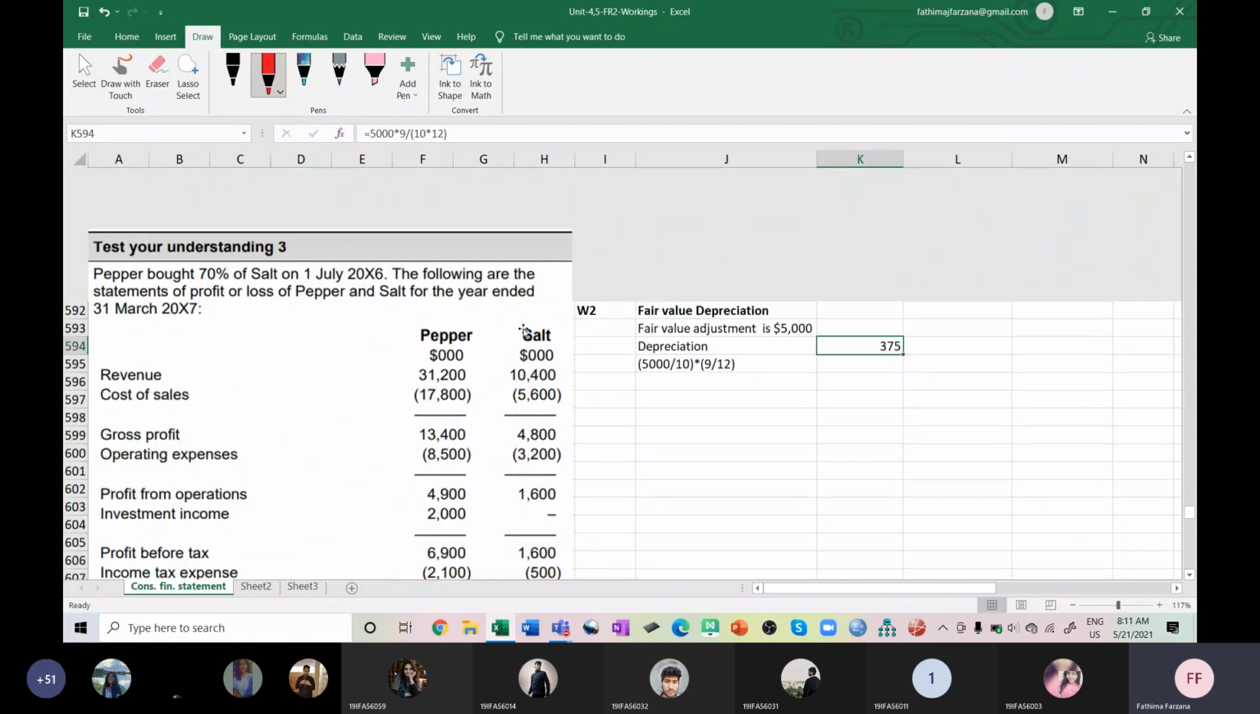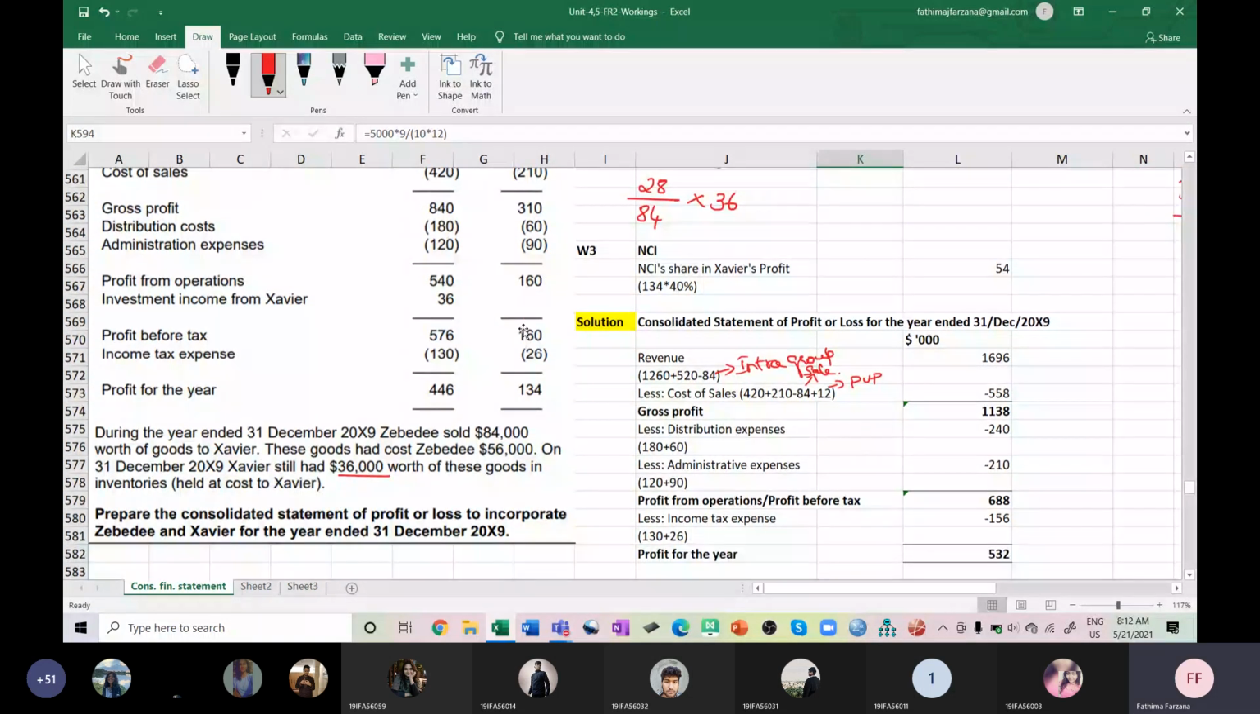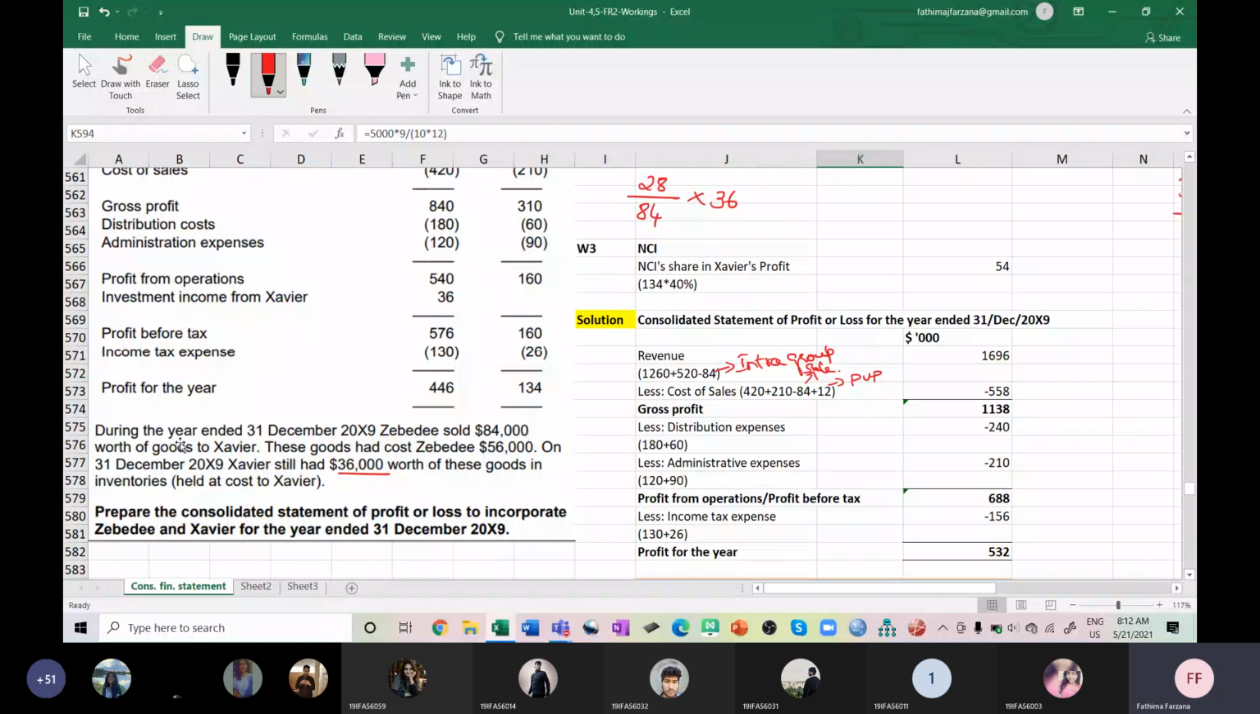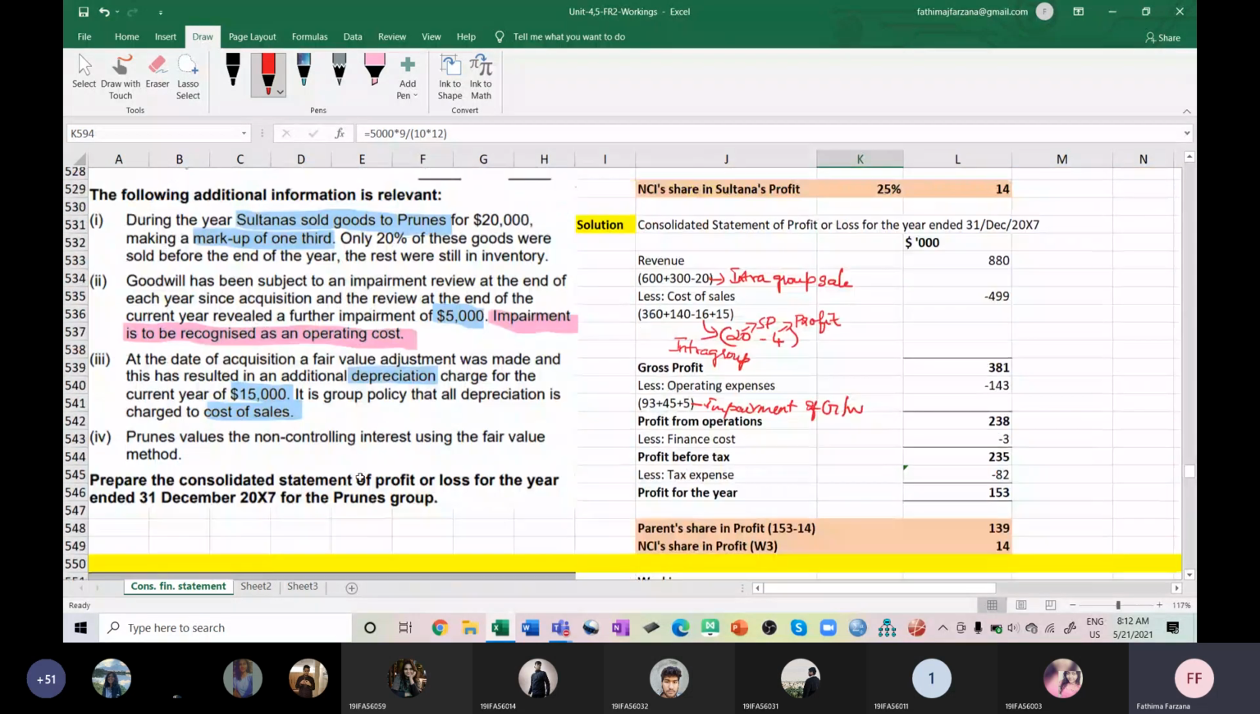You can compare the previous problem, what I'm trying to tell here, you will understand. So let us move here. See here, the previous problem. Zebedee sold 84,000 worth of goods. These goods had cost of 56,000. So very clearly mentioned, and they still had 36,000 worth of these goods. So you can easily tell this 36,000 is cost for Xavier, but it is the selling price of Zebedee, meaning some profit is included in this. Likewise, any previous problem, if you go, it is very clearly mentioned.